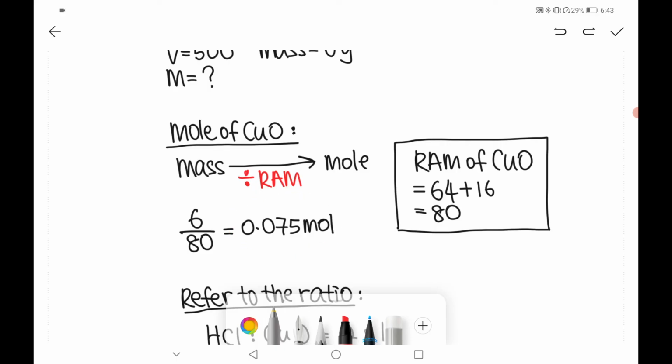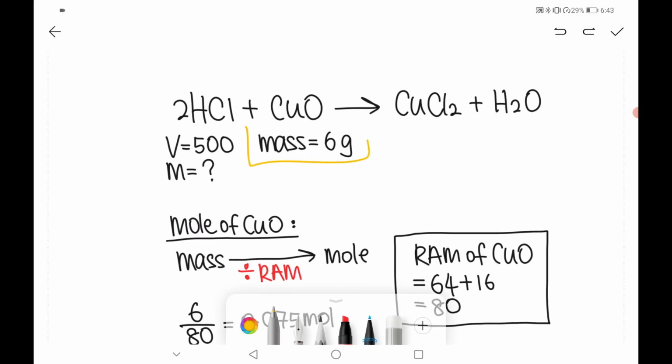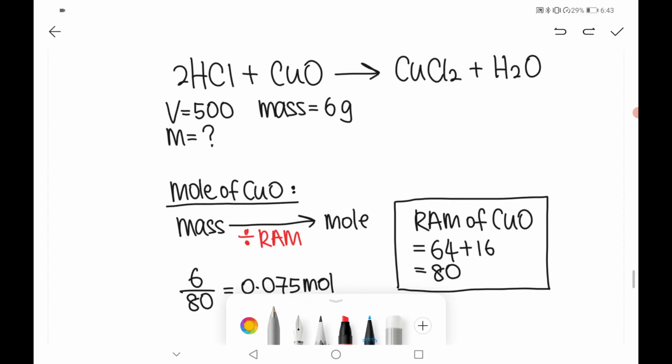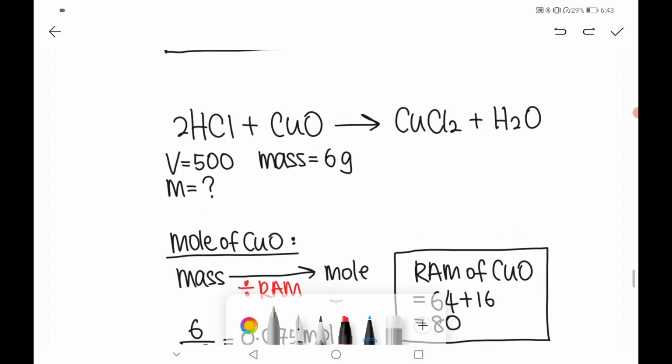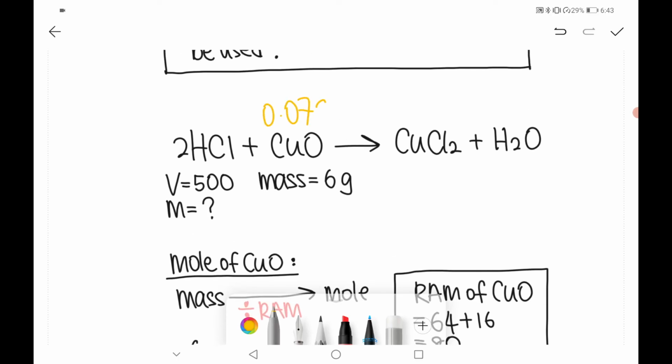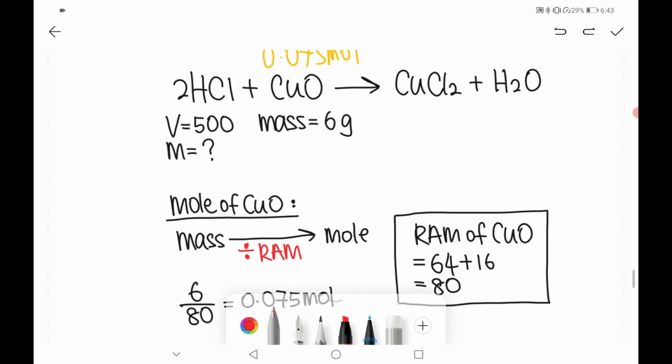What is this mole referring to? Copper oxide. Because when you are given the mass of the copper oxide, we find the mole, and the mole is of copper oxide. So now we know the mole of copper oxide is 0.075. Once you have found the mole of copper oxide, the next thing you should find is the mole of your hydrochloric acid. So we do the ratio.